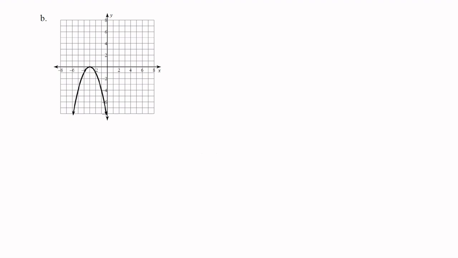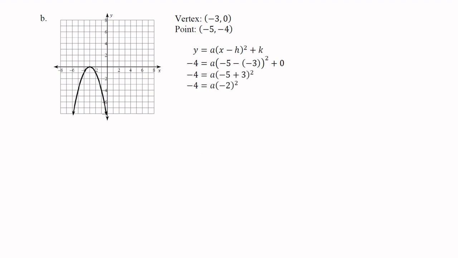For b here, again, start with our vertex, (-3, 0). Find another point. In this case, I'm using (-5, -4). Another point you could have used was (-1, -4), or (-2, -1), or (-4, -1). All of those would have worked. We take our vertex form, plug in our h and k, plug in our x and y, and then we're going to solve it to get a equals -1. So we can write that negative out in front, plug in our h, k is 0, so we don't have to write plus 0 on the end, and that is our function.